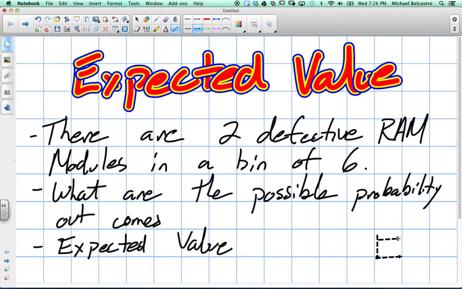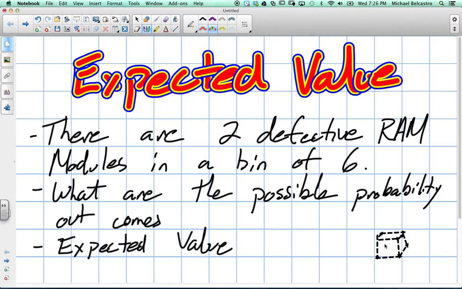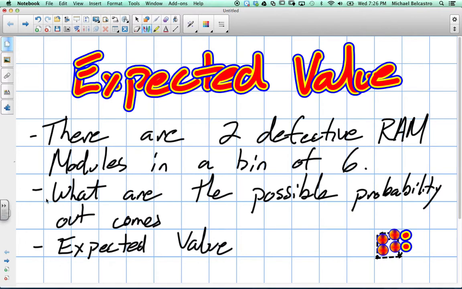Make a 3-dimensional bin here, and we'll use circles to represent them. And we essentially have, we'll use these up. 1, 2, 3, 4 good working ones, and we'll say 2 defective ones. Okay, so this kind of gives us an idea. I should have made a nicer bin, but that's our visual for this question. The first question asks, what are the possible probability outcomes?